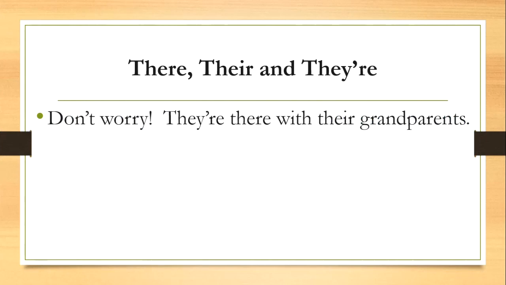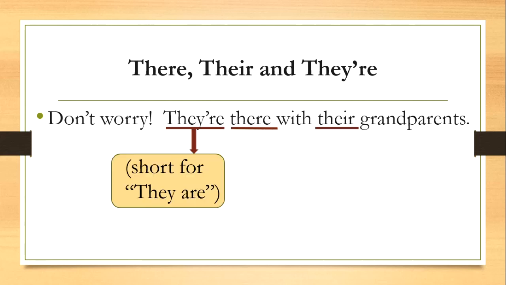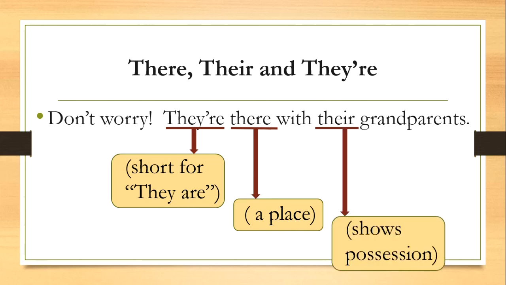Now let's take an example to understand this better. Don't worry, they're there with their grandparents. They're is the contraction for they are. There refers to a place and is the opposite of here. And their shows possession. Now this can be a little confusing, so let's take an easier example.